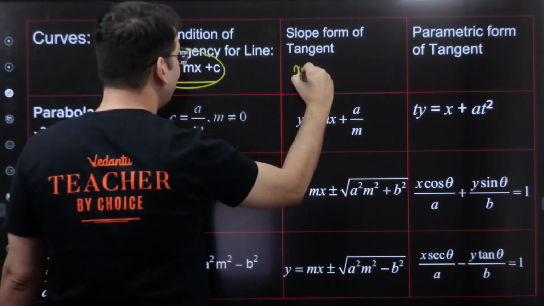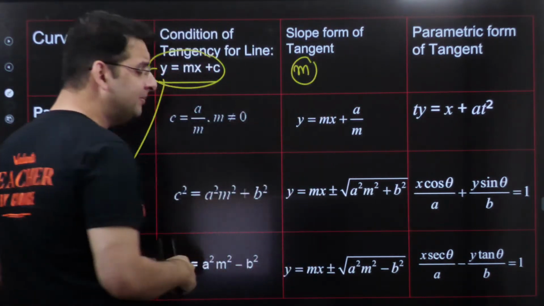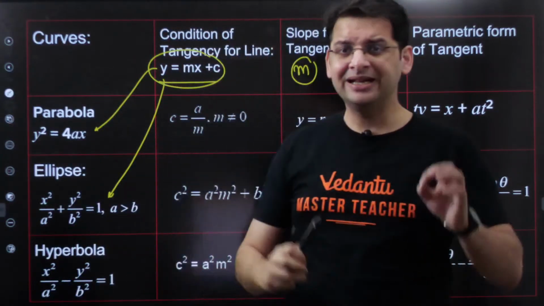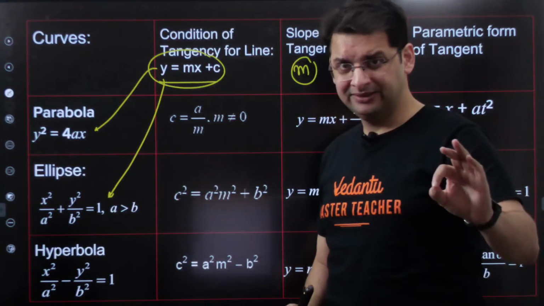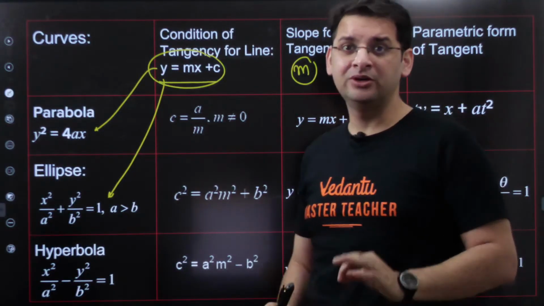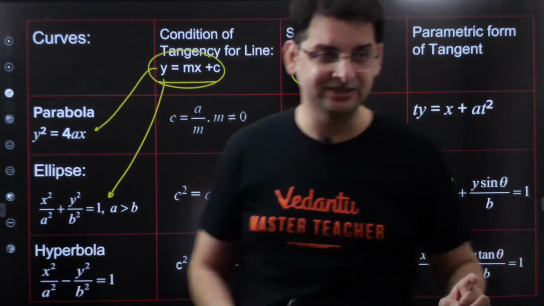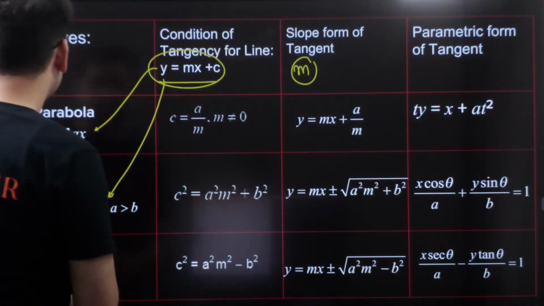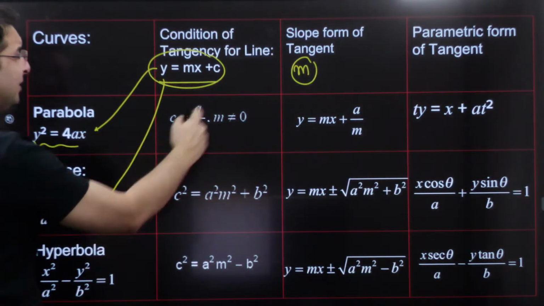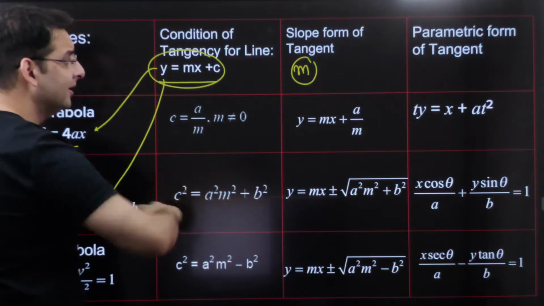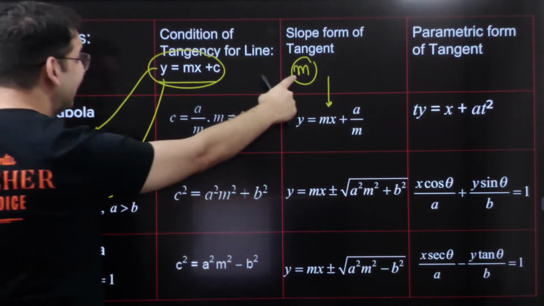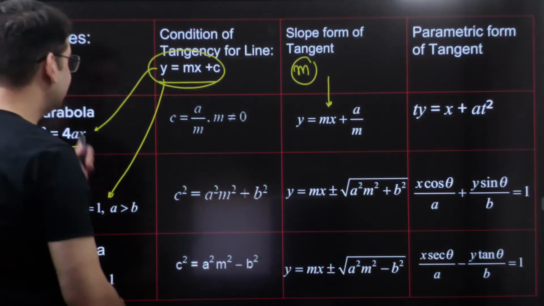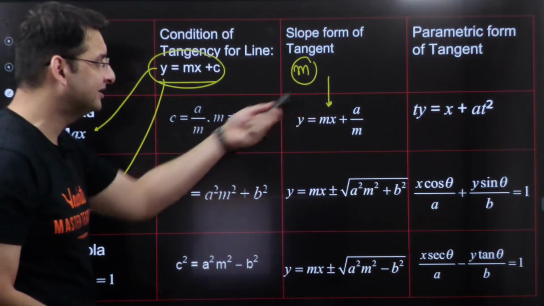So what does slope form mean? Slope form means if there is a conic section and you know the slope of the tangent to that conic section, you can directly write the equation of the tangent. For example, there is a conic section, y square is equal to 4ax, and you know the slope of the tangent. If the slope is m, the equation of the tangent to this parabola is going to be y is equal to mx plus a by m.